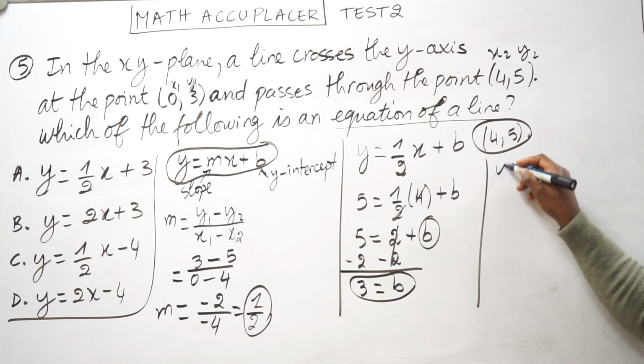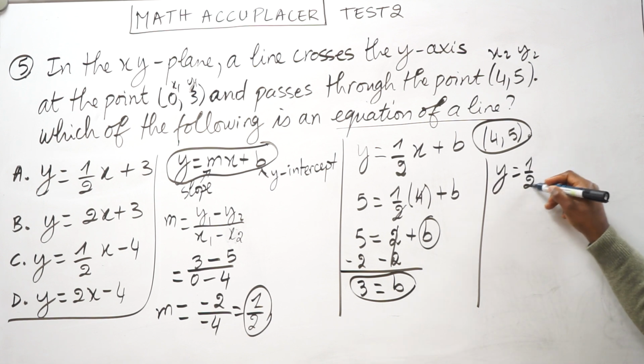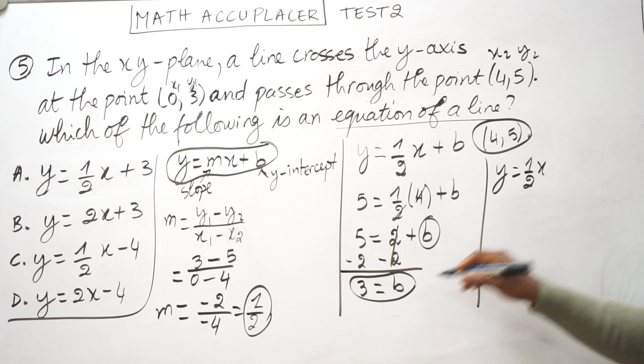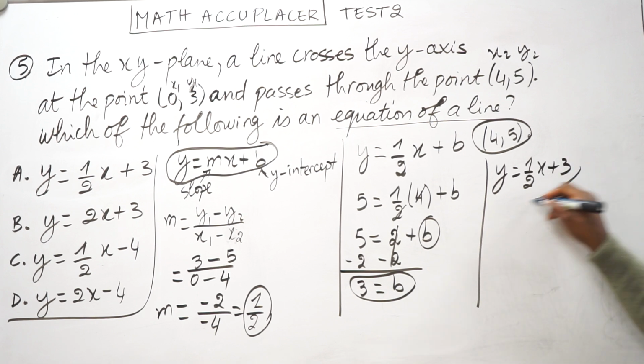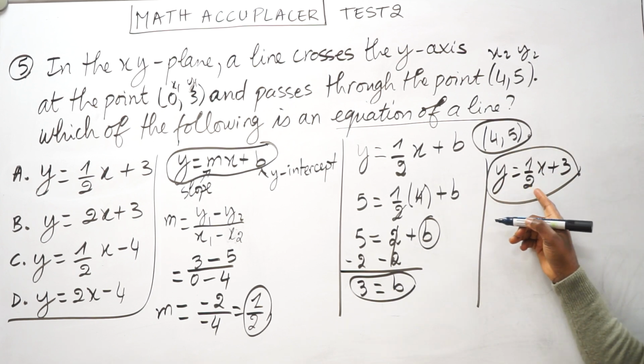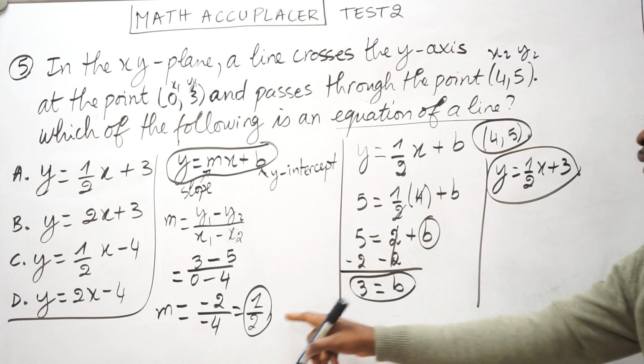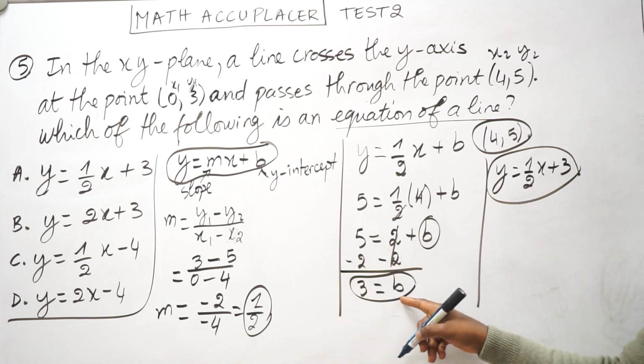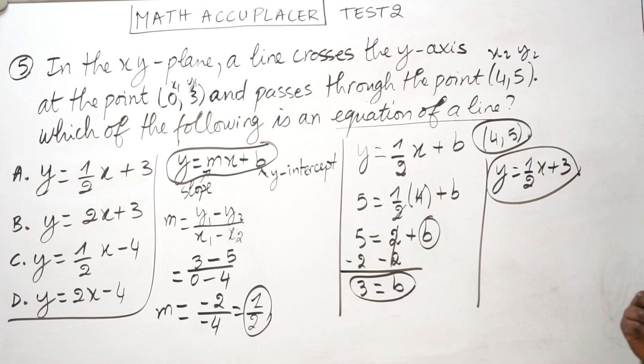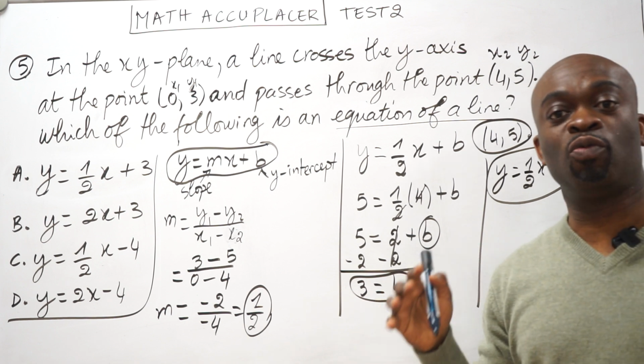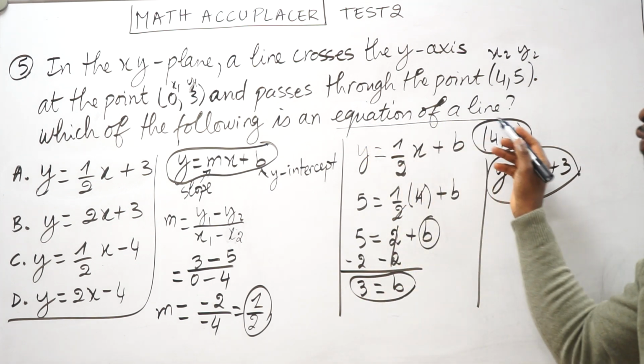Now we can write out the equation that we're looking for. So that will give us y equals a half x plus 3, because we know the slope, which is 1 over 2, and we know the b, which is 3. That means you can write out your equation.